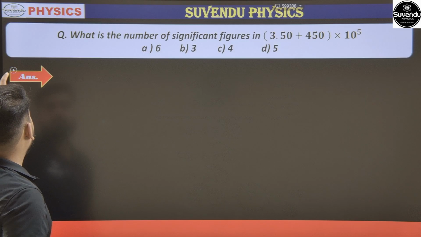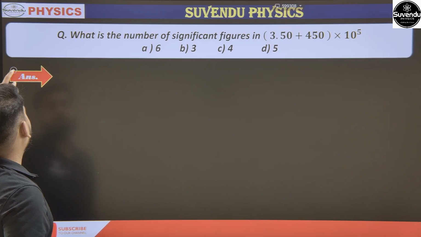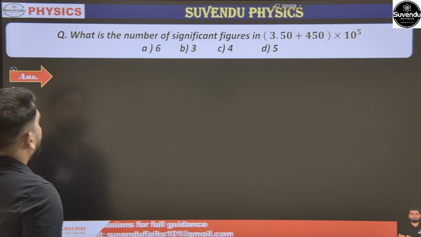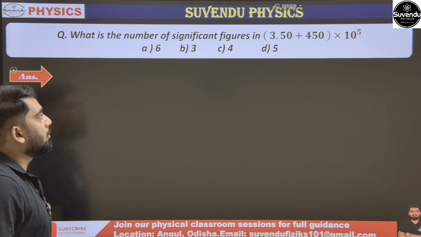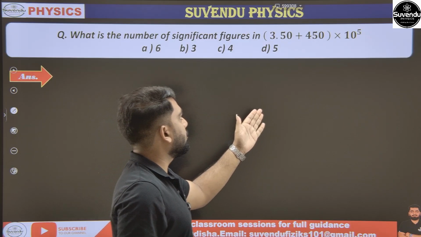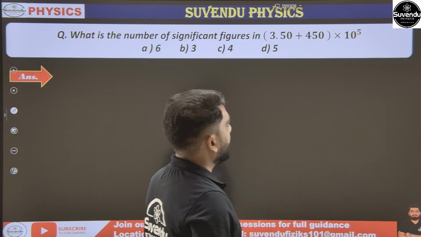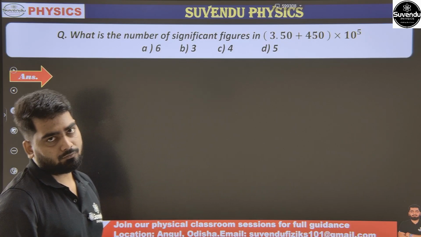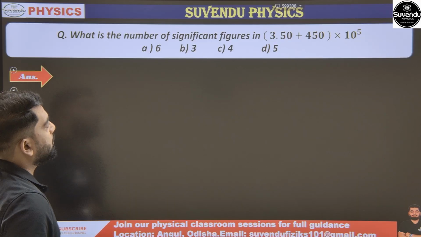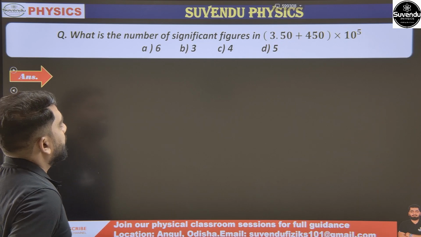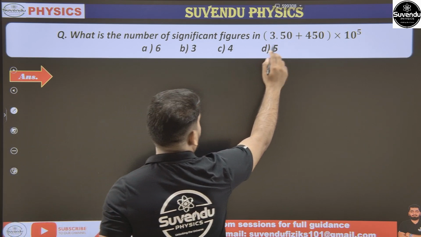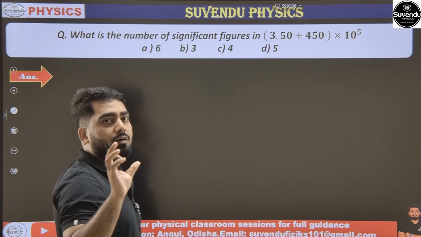Next come to our question part. Okay. So देखो, what is the number of significant figures in 3.50 plus 450 into 10 to the power 5? Obviously we can calculate this thing. What is the number of significant figures? यहाँ पे पहले हमको ये 3.50 and 450 का एडिशन का रिजल्ट लिखना चाहिए.